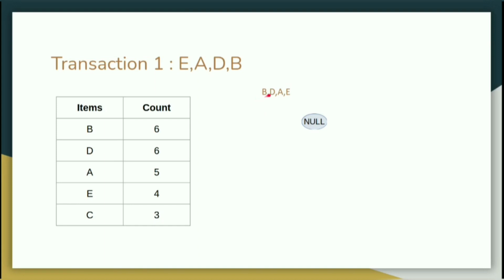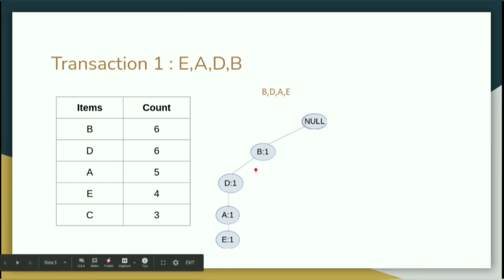So it creates a node B as a child of the root node. If it was already present, its count would be updated, but in this case it is not present, so it will create B as a child of the root node. Then check for D. Does B contain a child node named D? No, so it will create it. Similarly for A and E, and maintain their counts. So in this case, B has occurred once, D has occurred once, A has occurred once, E has also occurred once. In this transaction each has occurred once, so this path denotes the transaction. So the tree looks like this.